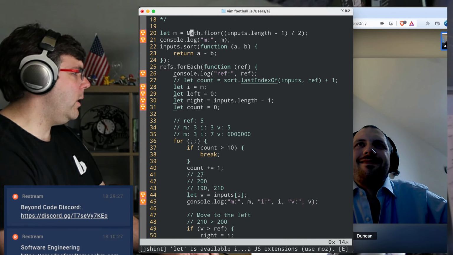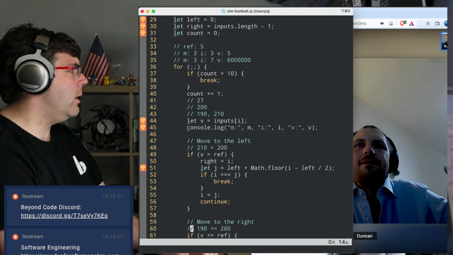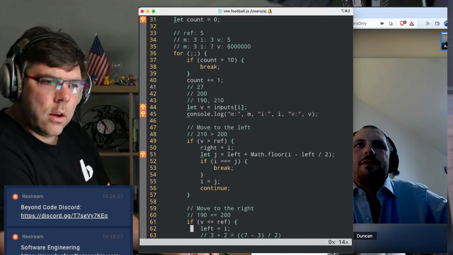And then why is this all freaking out? Oh, it's because it doesn't like that I'm using let instead of var, because I don't have a JS hint for this config file. Okay, let me look over here.